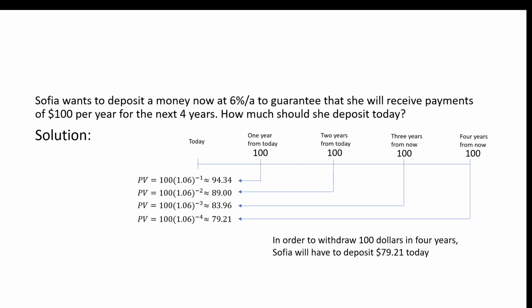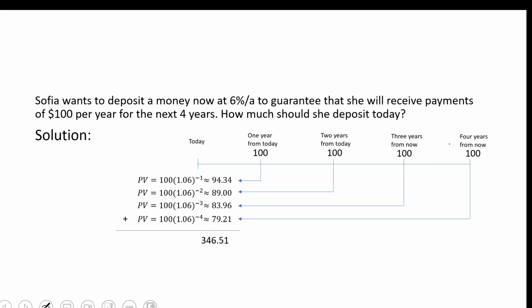So she needs to make sure that she has all these sums of money today so that in the future she can withdraw these sums of money. Our job is going to be to add up those 4 sums of money, and we see it's $346.51. So the present value is $346.51. That's how much she should deposit today.